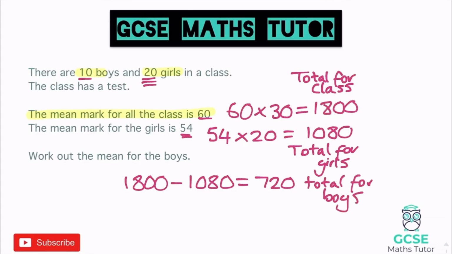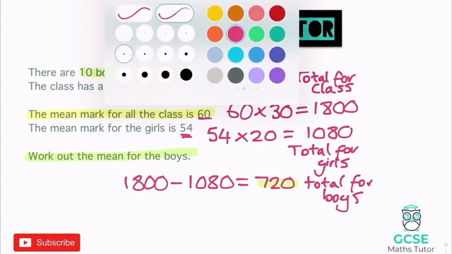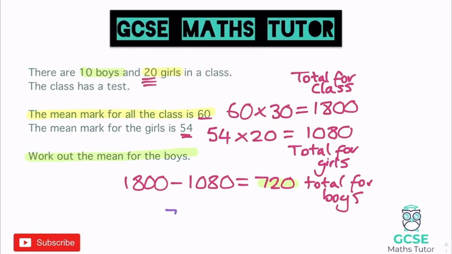And now we can go about answering the question, because now we know the total for the boys, we can think about working out their mean, and that's what the question wanted. It said work out the mean for the boys. So we've got the total for the boys is 720, and up here we were given in the question, let's highlight it in the same colour, there are 10 boys. So to work out the mean, just like normal, we would finish this off by saying the total for the boys is 720. I'm going to divide that by how many boys there are, which is 10, and that gives us a mean of 72. There we go, and there's our final answer.